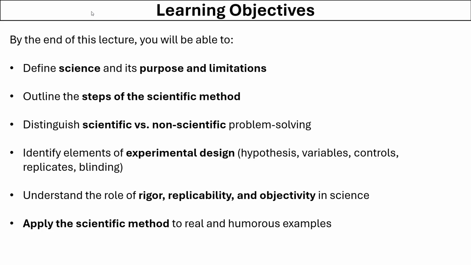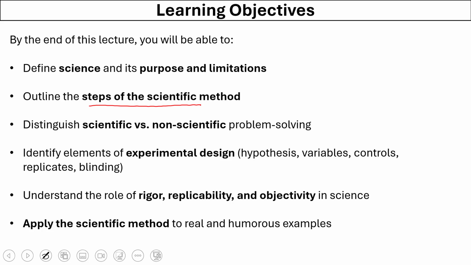Before we dive into today's topic, let's take a moment to review what we'll be able to learn today. First of all, we'll be able to define what science is and what the purpose of science is. Next, we'll walk through the steps of the scientific method and understand the systematic way in which a scientist asks a question and tries to find the answer based on evidence. Next, we'll be able to distinguish between a scientific and a non-scientific approach to solving a problem.